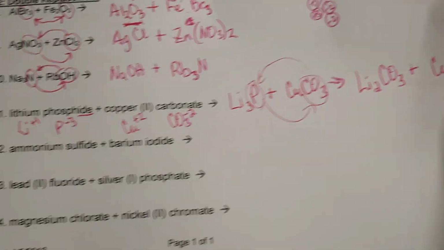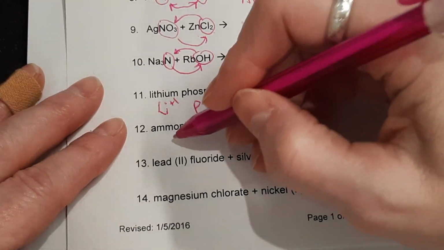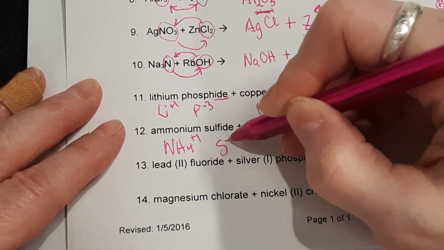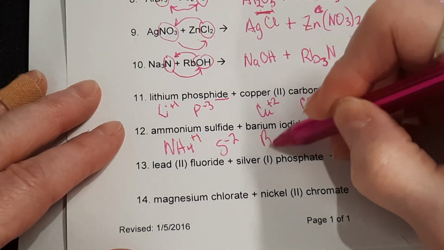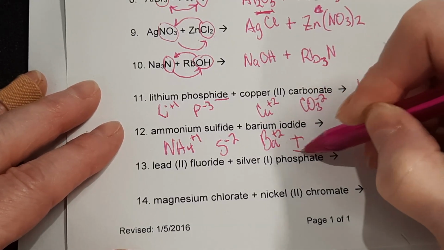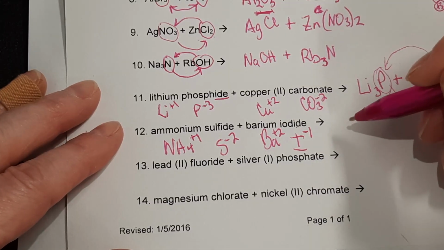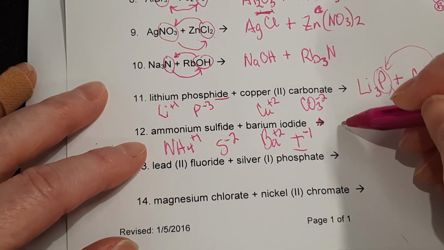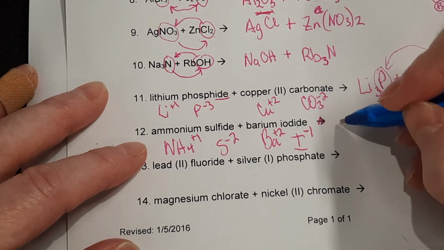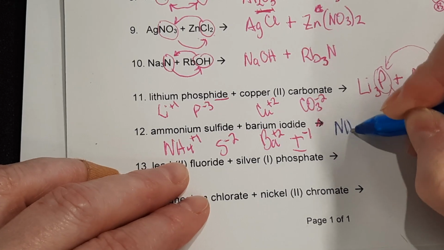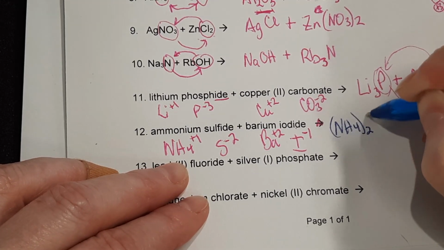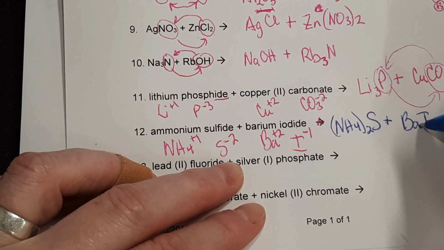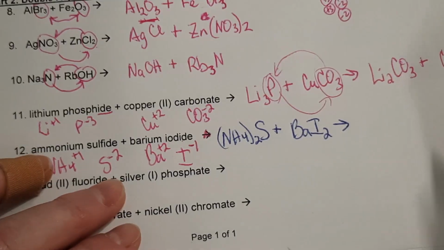All right, I'm going to do one more. Ammonium, NH4 plus 1, sulfide, so it's just sulfur off the periodic table. Barium, positive 2, and iodide is a negative 1. I know those, you just look on the periodic table to find them. So now writing it out as symbols. So ammonium, there's going to be 2 of them to cancel out that sulfur. And then barium is a positive 2, so there's going to be 2 iodines to cancel out that barium.